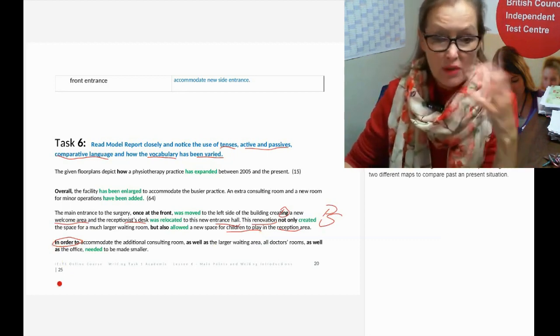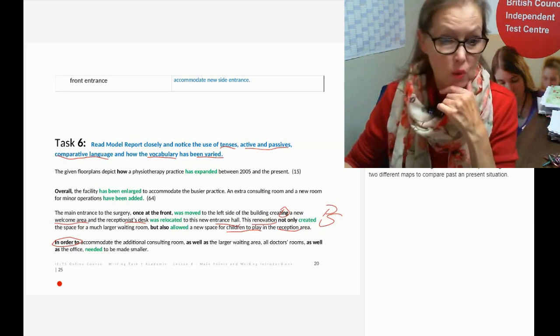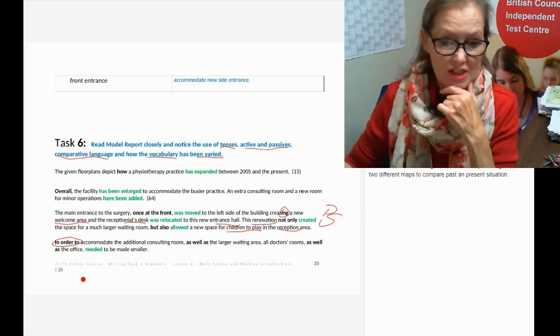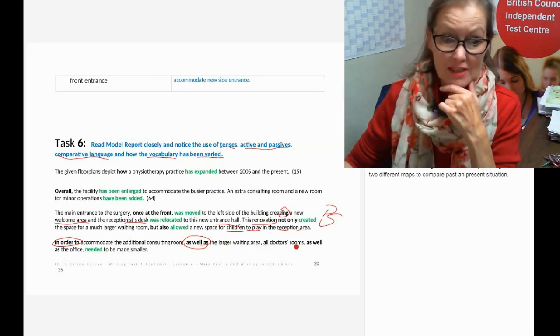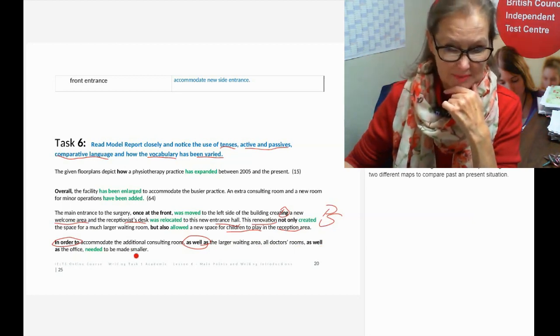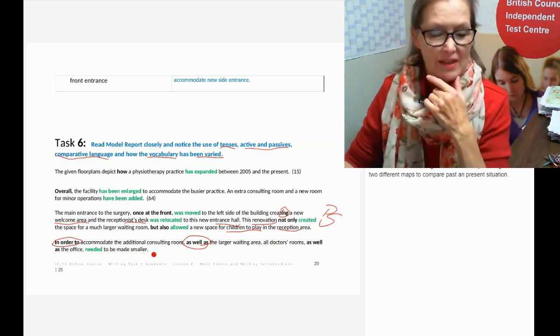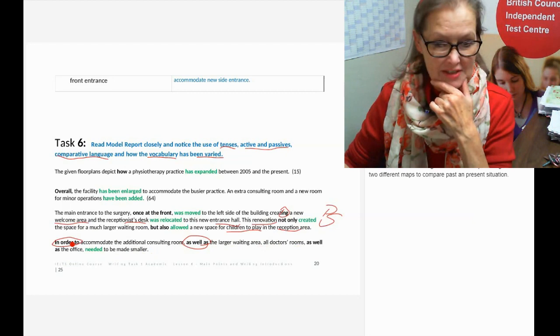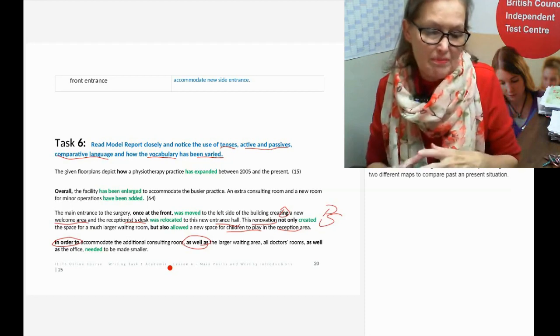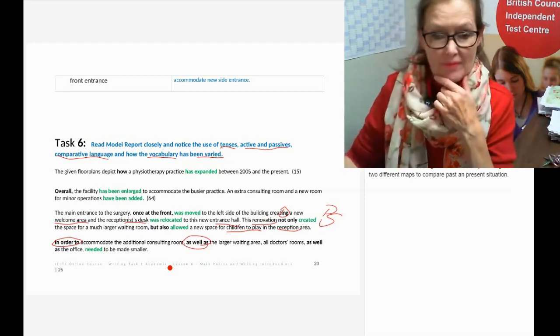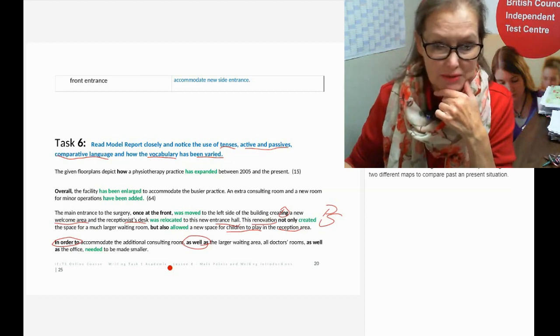Okay, and I want something to happen, and so I have to do something in order to accommodate the additional consulting room, as well as the larger waiting area, all doctor's rooms, as well as the office, needed to be made smaller. Okay, this is useful in order to accommodate the additional consulting rooms, because they haven't extended the walls, have they? They haven't made the entire building bigger. They've just moved around within the building.